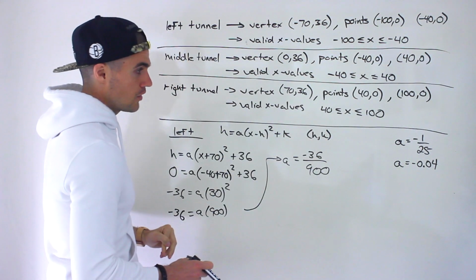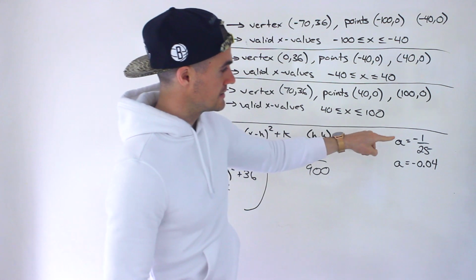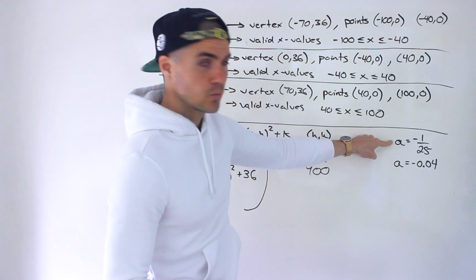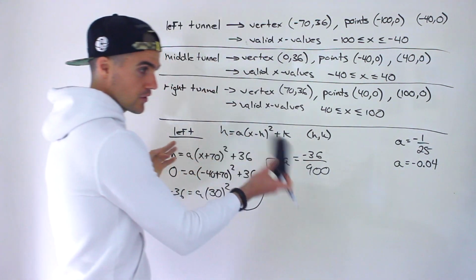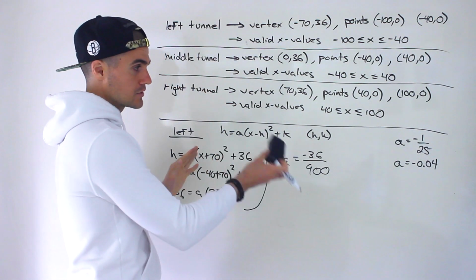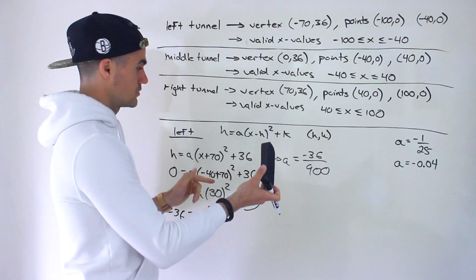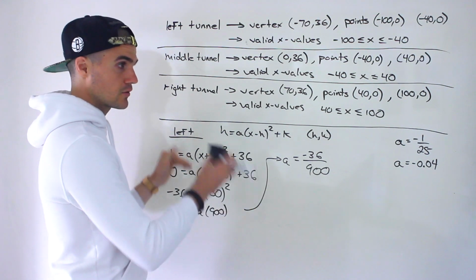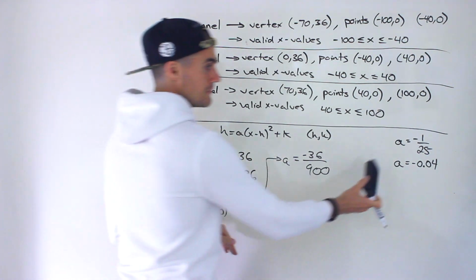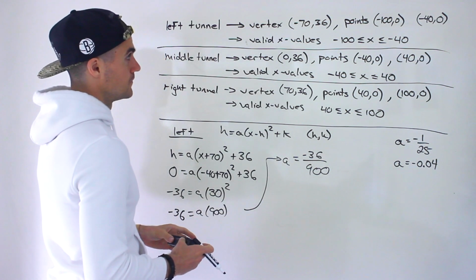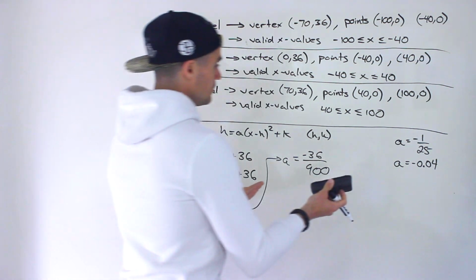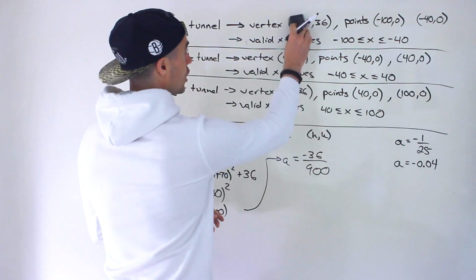Another thing I want to mention is notice that the a value is negative, which makes sense because remember from the diagram, all of the parabolas, they are pointing down. So we're dealing with the left tunnel was pointing down, so it makes sense that we get a negative a value.